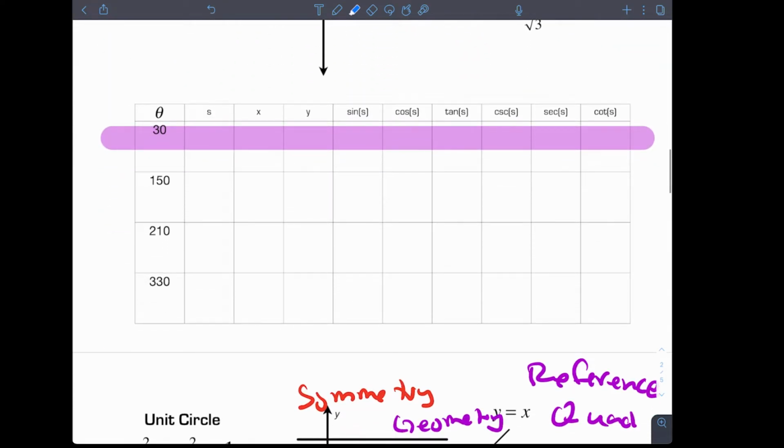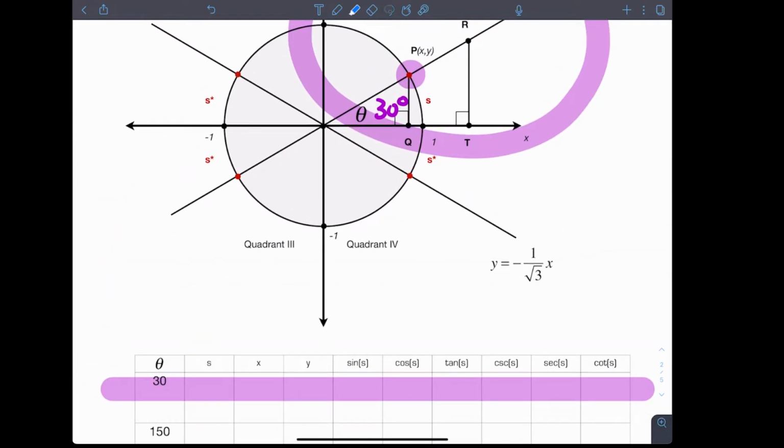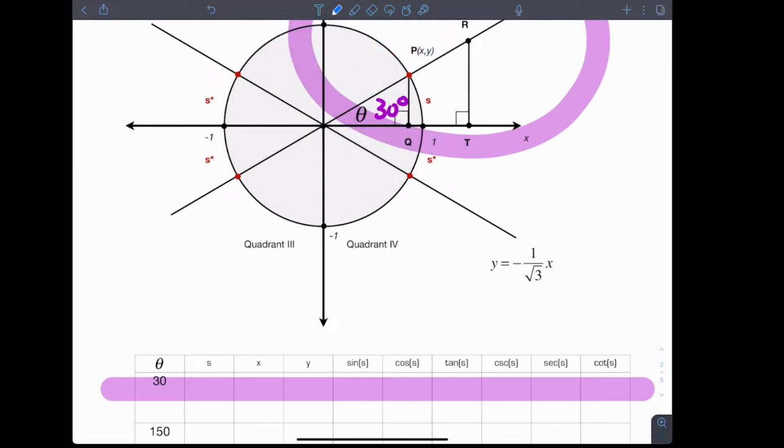30 degrees. Let's see if you're awake. What was the terminal point here? 30 degrees.